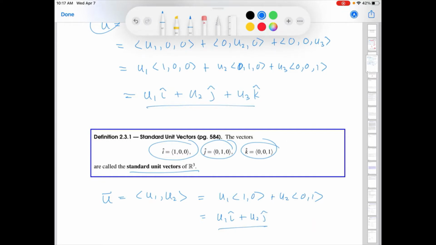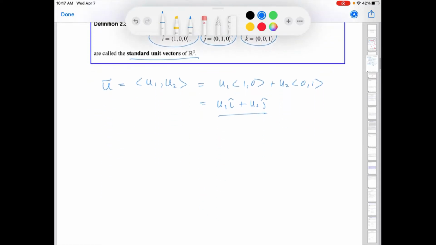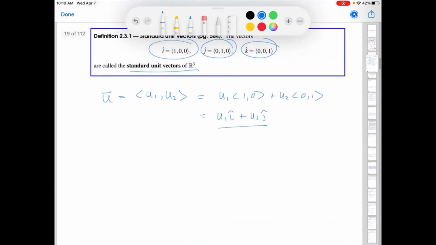So what we've just shown is that we can re-express any vector in R3 or R2 in terms of a sum of multiples of unit vectors. And that should make sense in a way, and I'll explain that very visually in a minute, but let me focus on the unit vectors themselves. So let's talk about those unit vectors.